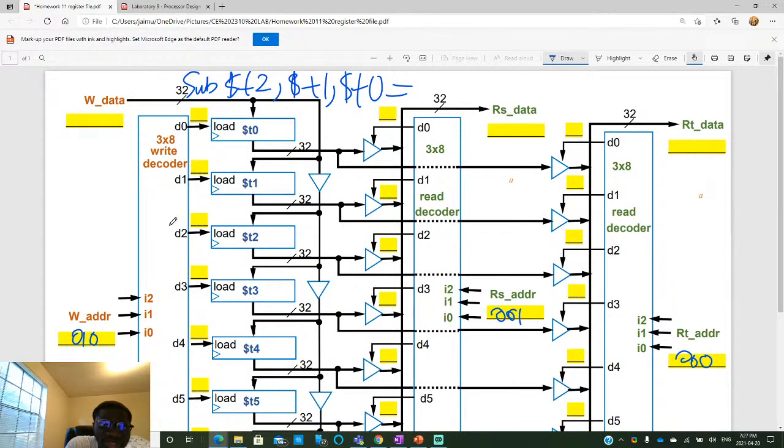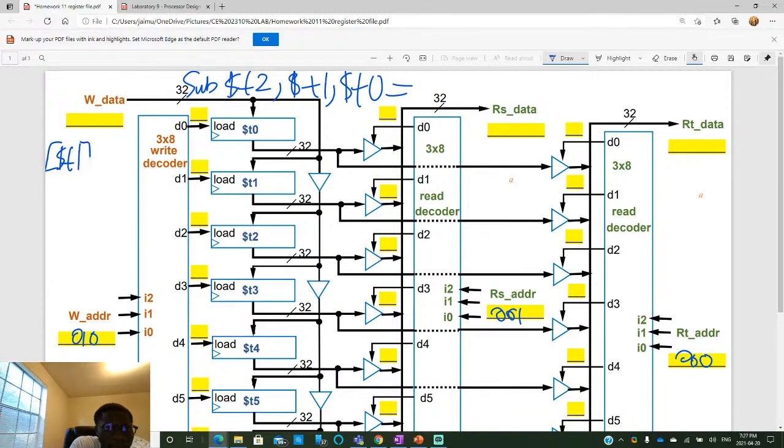Okay. And then write data as well. So basically, this is the content that we're going to write into the register. In this case, it would be the content of T1 minus the content of T0. So all of this should be inside here. And then this is the contents of RS, which we know to be T1, contents of T1. This would be the contents of T0.